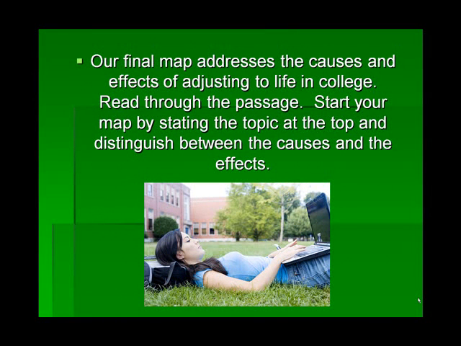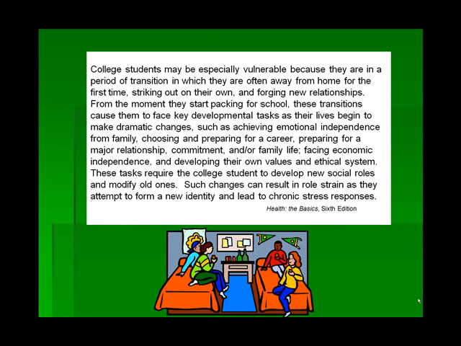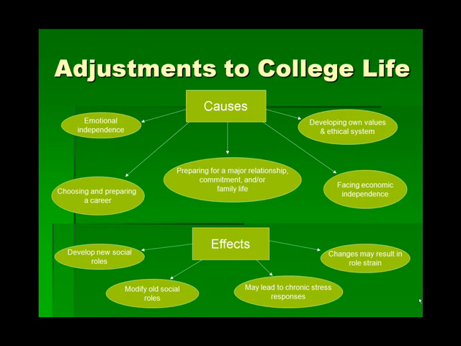Our final map addresses the causes and effects of adjusting to life in college. Read through the passage. Start your map by stating the topics at the top and distinguish between the causes and the effects. Your map may differ from mine in style or appearance, but it should include the topic at the top, adjustments to college life, and the causes and effects.